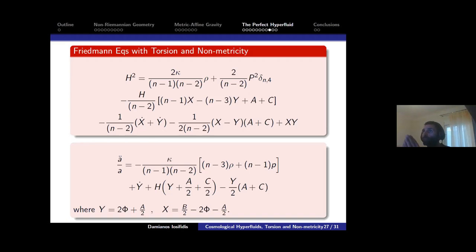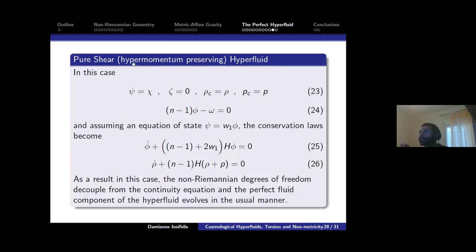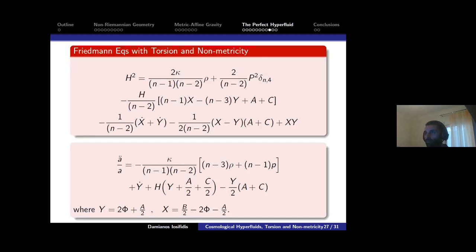Now, in general, we said that the hypermomentum encodes the spin, dilation, and shear of matter. So now let us concentrate only on shear, because this is the one that hasn't been studied in the literature. If we consider a pure shear, hypermomentum preserving hyperfluid, hypermomentum preserving means that the canonical will be equal to the metrical. So we have this, and if we impose vanishing spin and vanishing dilation, we have these relations. So at the end, the conservation laws look like that, where we have also considered an equation of state for these two hypermomentum variables.